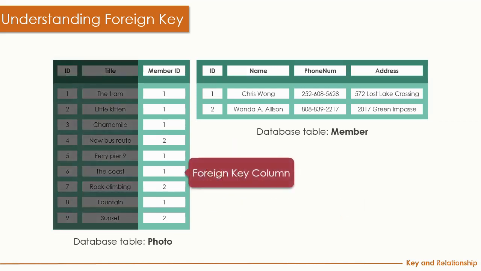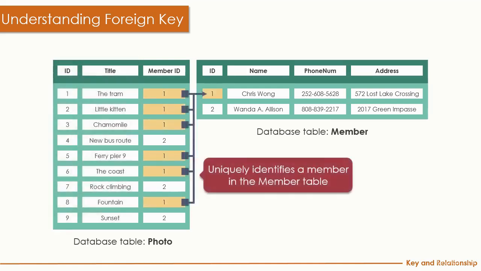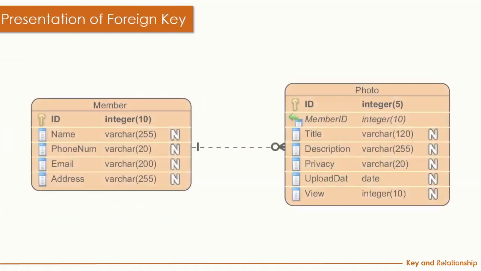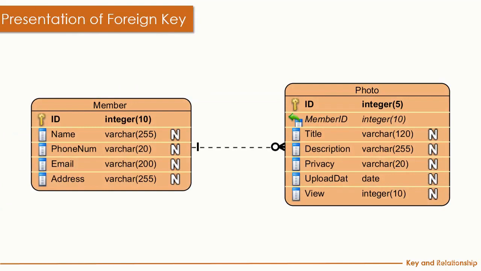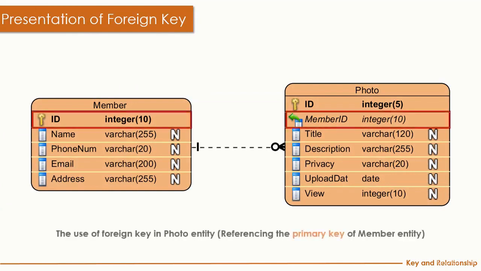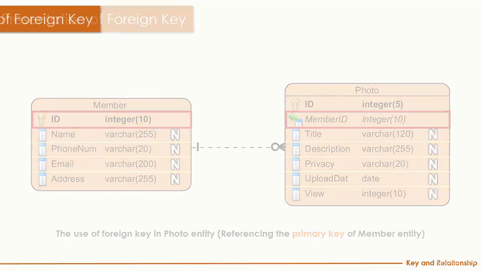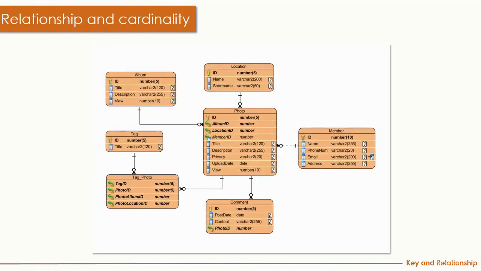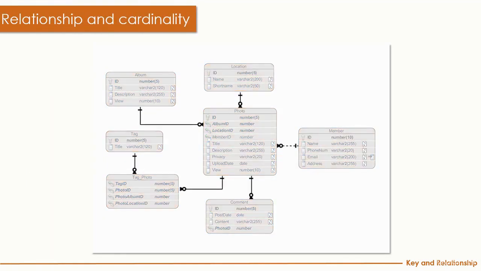Then we will introduce a foreign key column called member ID to link, or to uniquely identify, the member in the member table. This is the look of the foreign key you see when you're using Visual Paradigm. The foreign key is used to uniquely identify the value in another table. Let's move on to talk about the relationship and the cardinality.